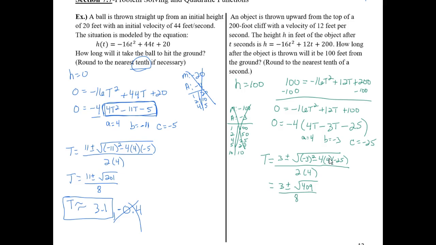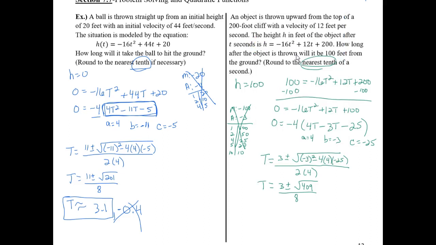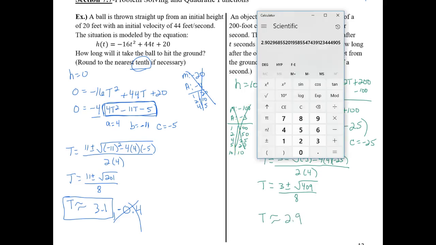So again, it says round to the nearest tenth. So I can just plug this in the calculator from there. I do 409, take the square root of that, and do the positive square root first, and then plus 3, divide it by 8, and we get 2.9. So t is approximately 2.9 for one solution.